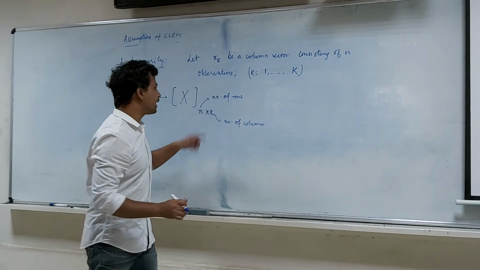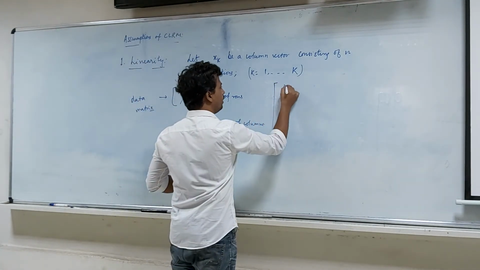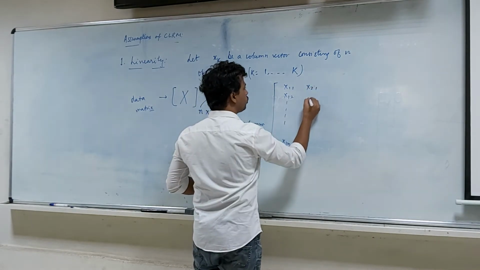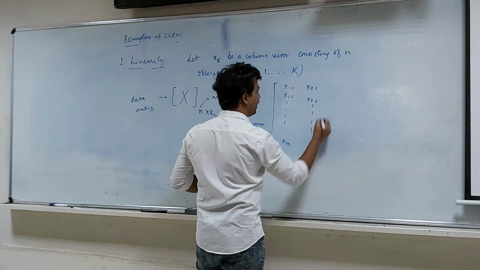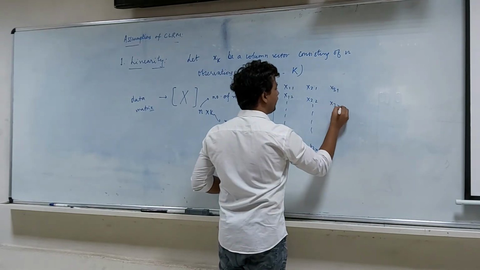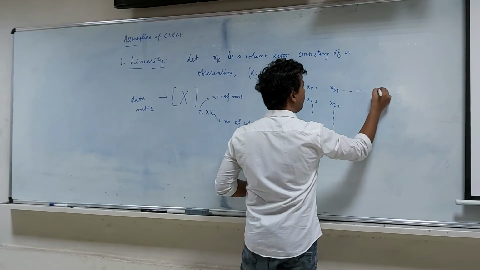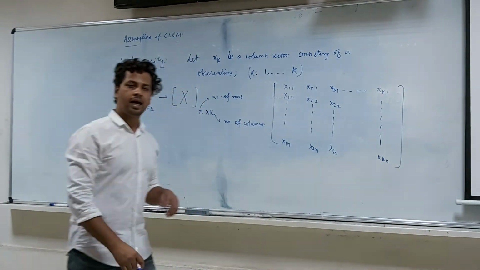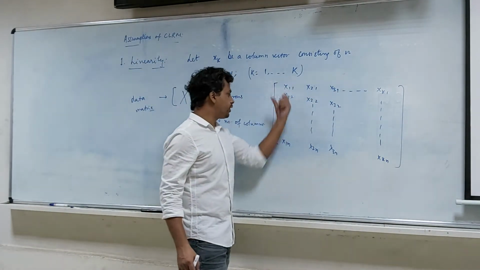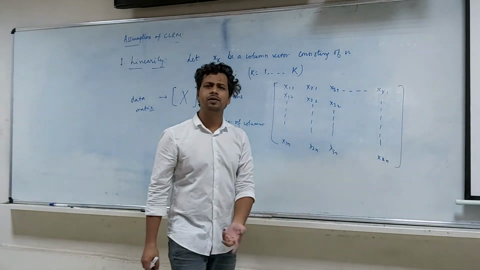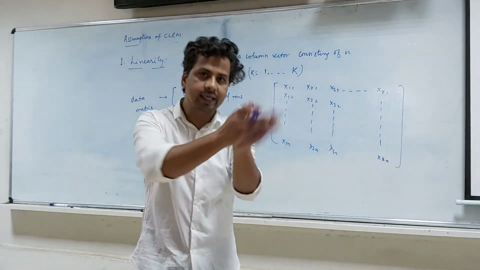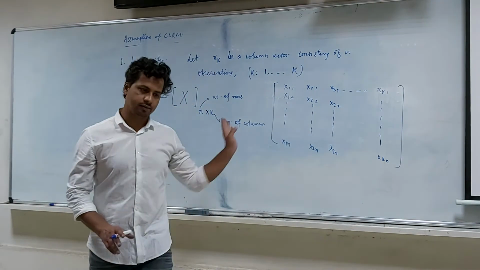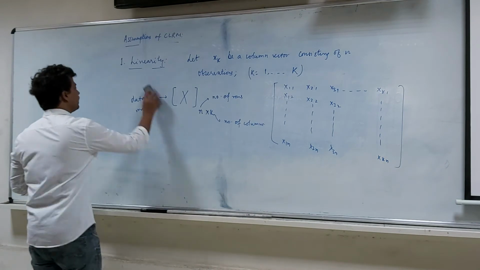Did you understand the idea? It will look something like this: x11, x12 up to x1n; x21, x22 up to x2n; x31, x32 up to x3n; and similarly xk1 up to xkn, right? So I have k such columns and each column consists of n number of observations, which are nothing but the data points that you have collected on each of those k number of explanatory variables. So this is my entire data matrix. Okay, is the point clear so far? Let's move ahead.